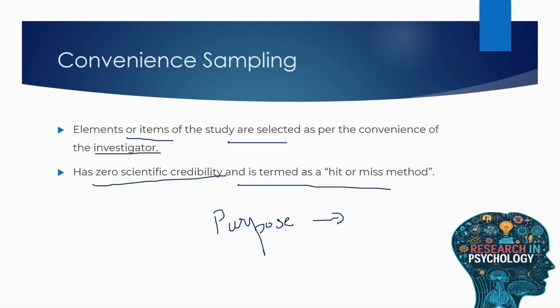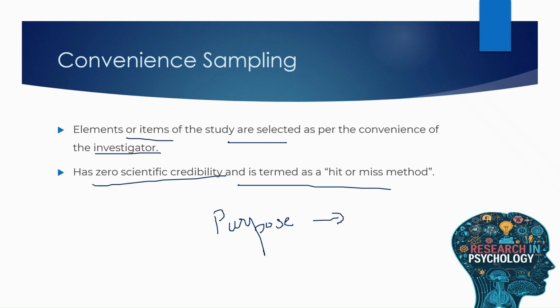Here, no such thing. I want to do some research, I'll look around. If I find it convenient, as per my convenience, I'm choosing the person. If the person is good enough, it's a hit. If the person is not good enough, it's a miss. It's simply convenience sampling. It's different from purposive sampling.